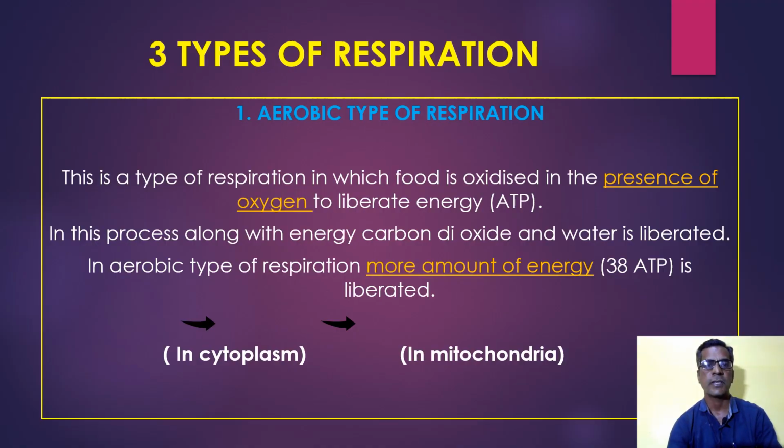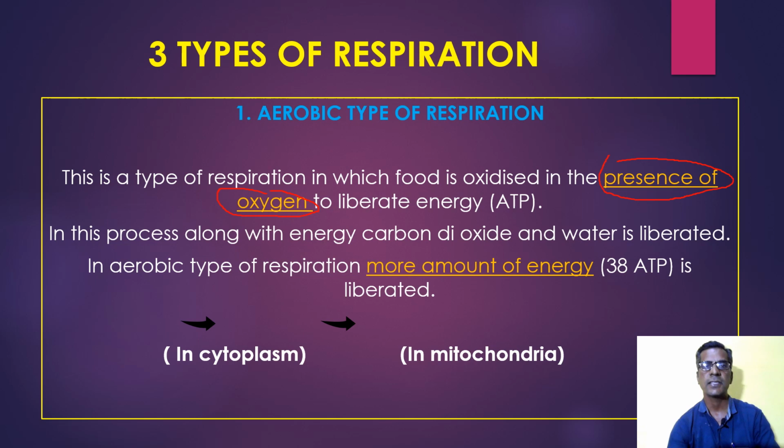In this slide, students, we are going to discuss the three types of respiration. The first one is aerobic respiration. Now the question comes: what is the meaning of aerobic respiration? The answer is very simple. This is a type of respiration in which food is oxidized, here food means glucose, in the presence of oxygen. Dear students, this is very important: in the presence of oxygen. That means the glucose molecule combines with oxygen to liberate energy in the form of ATP.